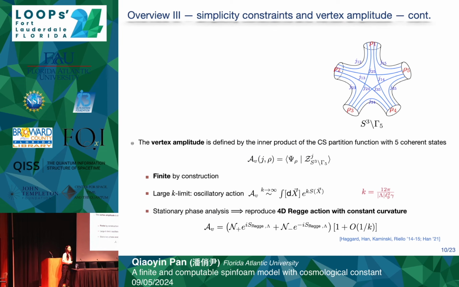And at the end, the vertex amplitude is defined as the inner product of the Chern-Simons partition function, after we impose the first class constraints, with five coherent states, one for each of the four spheres. And the nice properties of this vertex amplitude are twofold. First, it is finite by construction, as I just showed. And second, when we take the large k limit, we find that it is an integral of an oscillatory action, which means we can do the stationary phase analysis. By doing stationary phase analysis, we find that this vertex amplitude reproduces the four-dimensional Regge action with constant curvature.